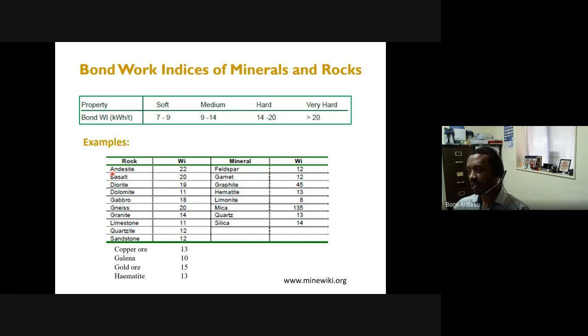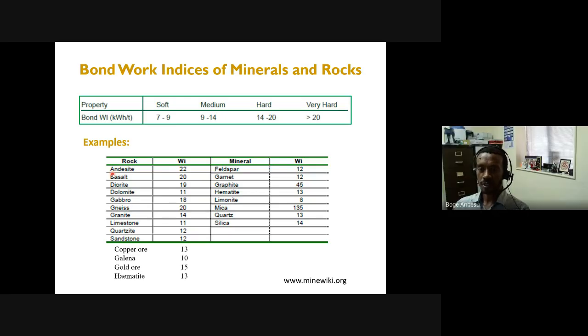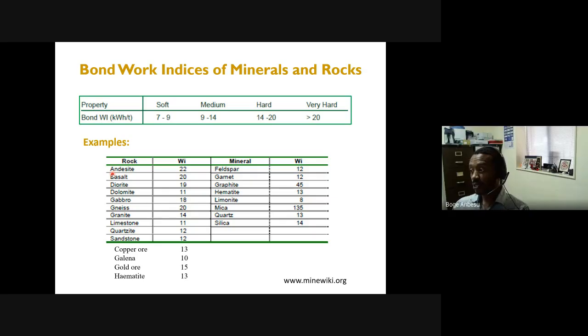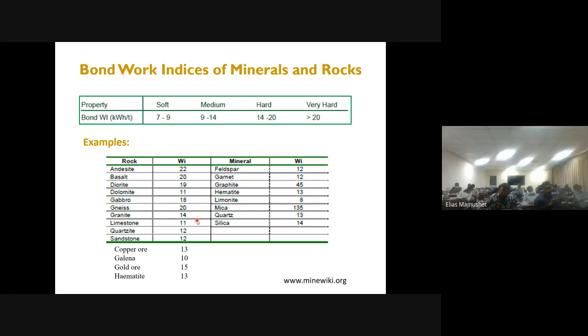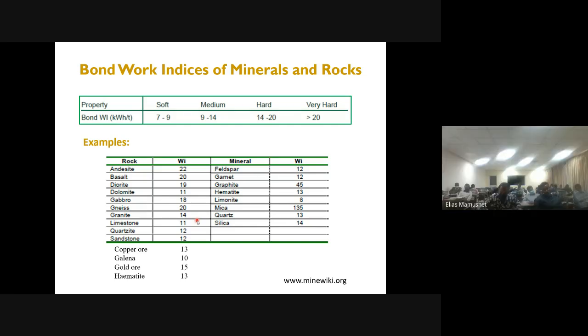That's why I was saying earlier, the circuit for comminution, how many crushing stages or grinding stages you're going to have for a processing plant, will depend on the nature of the ore. If you look at this table here, in certain cases the bond work index is very high. It could be about 40, there's even mica here showing 135, and graphite here showing about 45. Actually, these ones are not hard rocks.